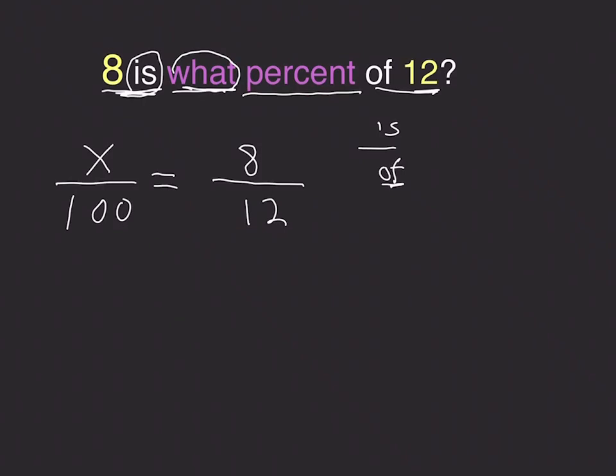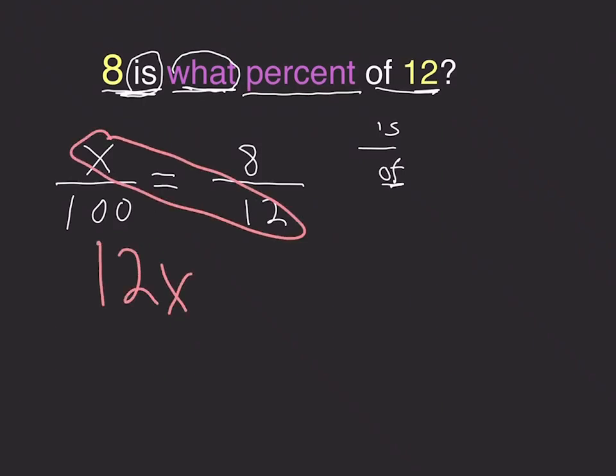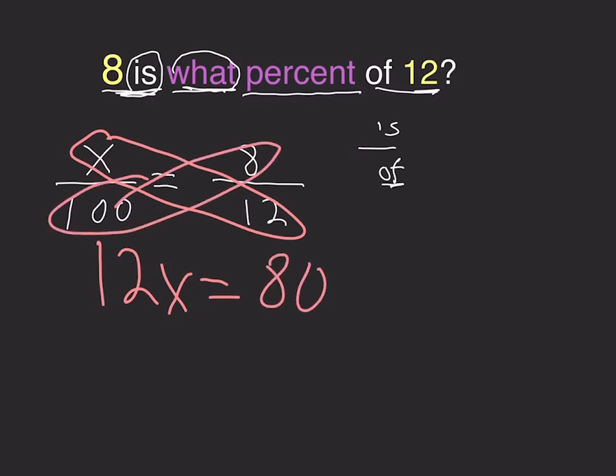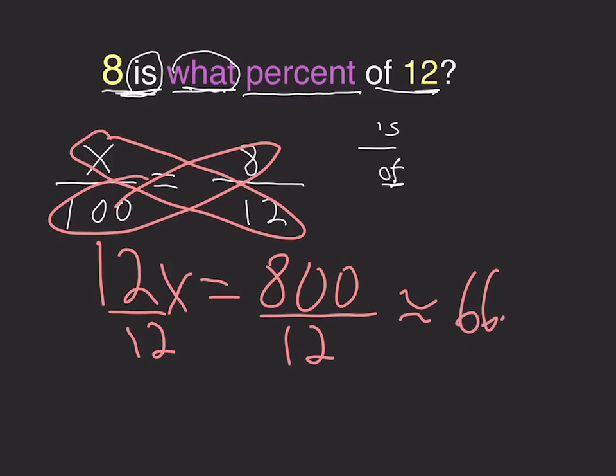Time to cross multiply. The x times the 12. We'll get 12x. And that's going to equal the 100 times the 8, 800. And then when I want to divide this by the 12, I get kind of a messy number. It came out to be approximately 66.6 repeating. So whatever your teacher wants you to round it to, you can decide from there.